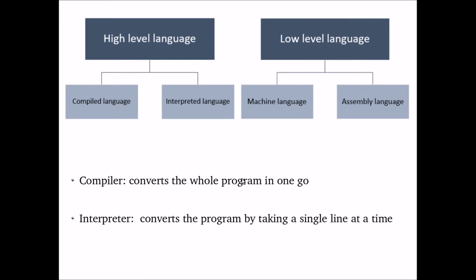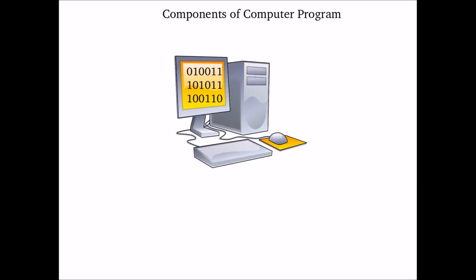And in interpreter based, what is done is that every line of the program is executed, and then the program is executed line wise. So first line is executed, then second line is executed, and at the same time it is converted into machine language and so on.